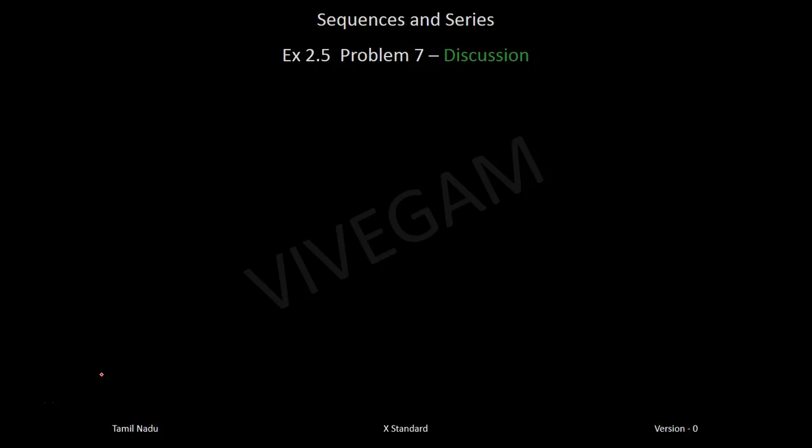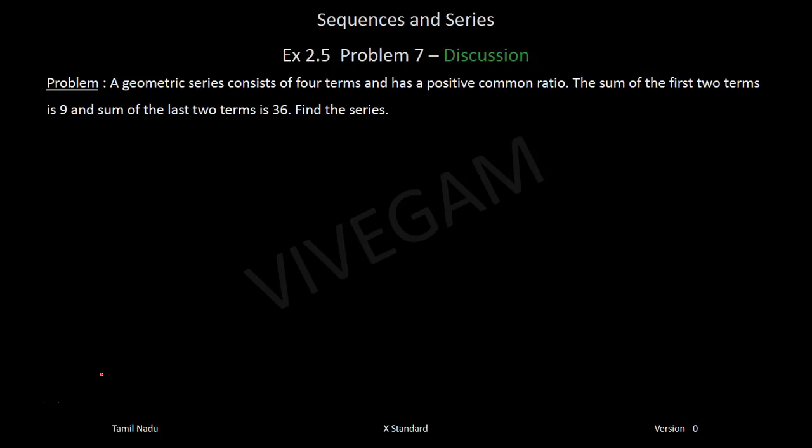Exercise 2.5, Problem 7, Discussion. Let's read the problem. A geometric series consists of 4 terms and has a positive common ratio. The sum of the first 2 terms is 9 and the sum of the last 2 terms is 36. Find the series. Okay, let's mark what is given.